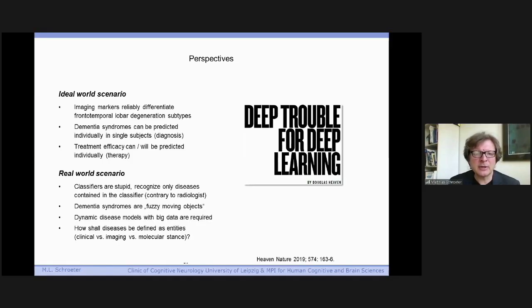A very interesting discussion here is how diseases shall be defined as entities. So what is the most important focus? Clinical features, imaging features, or molecular features? And in my mind, the stance has to depend on perspective. So if we are interested in predicting behavioral therapy or adapting behavioral therapy, we have to focus on clinical and imaging data. Whereas if we are interested in molecularly specifically acting drug treatment, we shall focus on a molecular stance and molecular features.